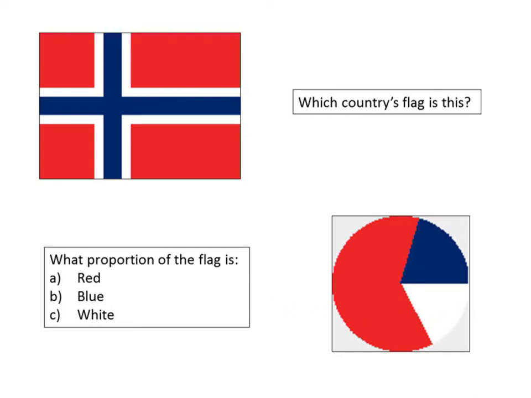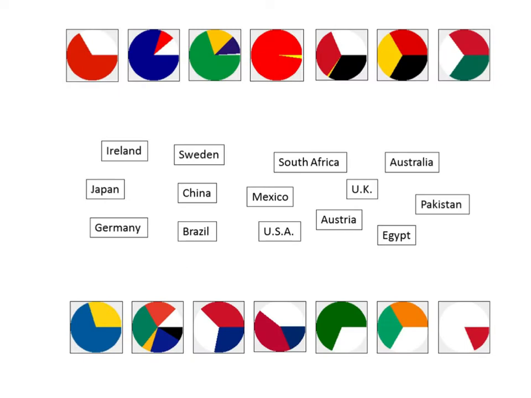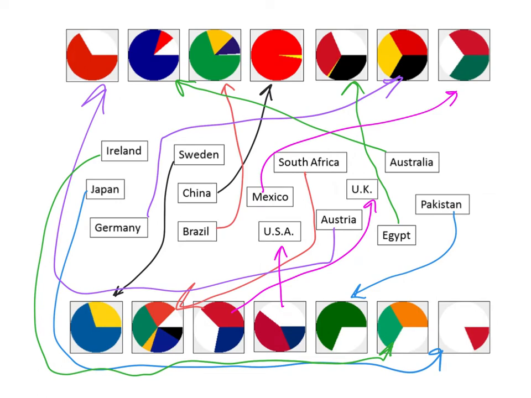Okay, so I thought to start with you might like to try and match up other flags with pie charts, so let's have a look at that. So if you want to pause the video, you can have a match up and try and get the right country with the right pie chart and see what you can pair up. Well, hopefully I've matched everything up correctly and you can maybe decipher all of my colour coding ribbon around the place.